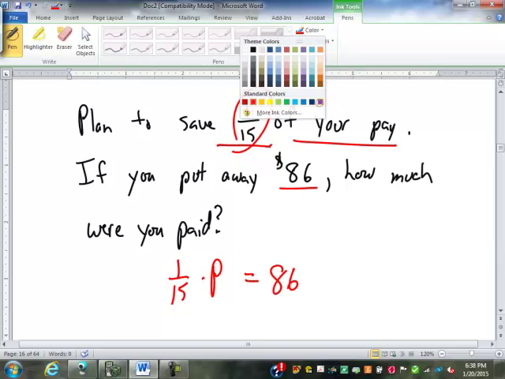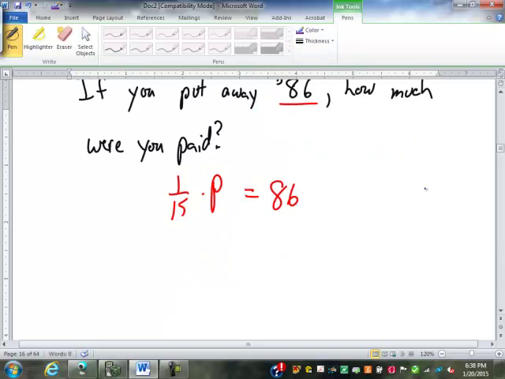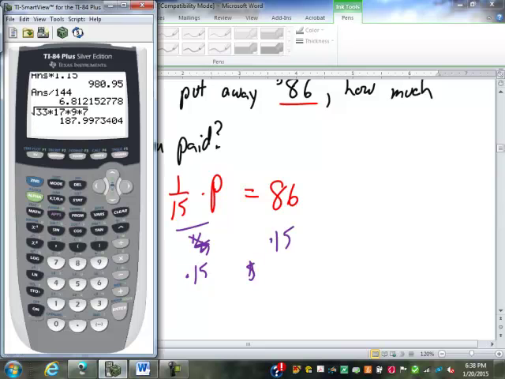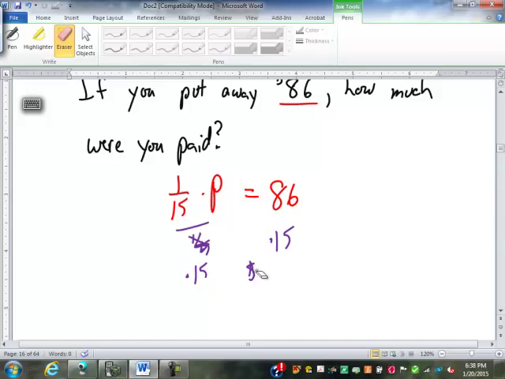To solve that, what would we do? Times 15 or divide by 1/15. Same thing, right? I would end up multiplying by 15 is simpler. Which is going to give us, what, $9,030? Or no, 900. Help me out there. I screwed that up. 86 times 15 is, yeah, $1,290. So your pay is $1,290 if you saved 86.